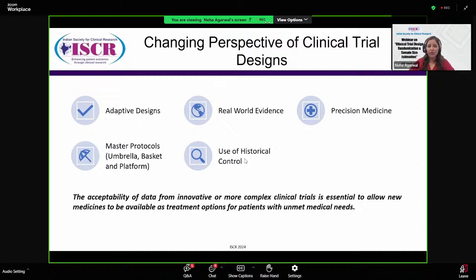So this is how the clinical trial designs have been evolving, from RCTs to real world evidence to adaptive, now the tailored medicines. So I'm just trying to highlight here how the landscape is changing within clinical research.